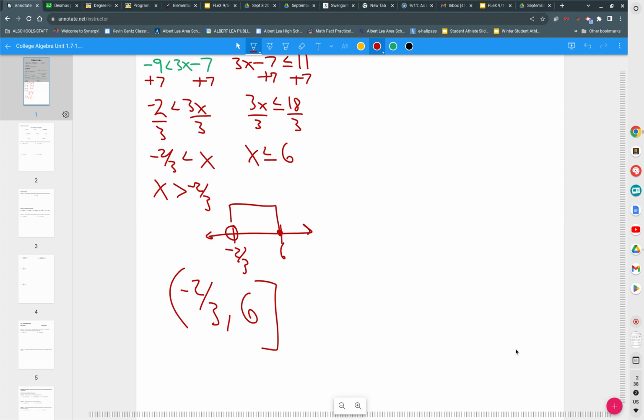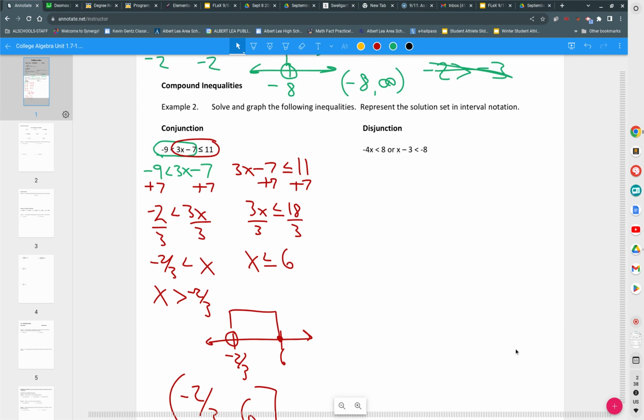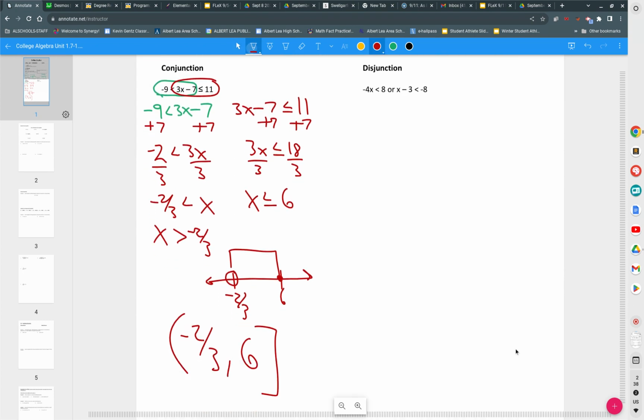Review, right? Seen that before? What's different about the next one? Yeah, they're separated with an or symbol. That's going to mean that it's a disjunction, that they go apart from each other. If you divide both sides by -4, we get x greater than -2. And if we add 3 to both sides, we get x less than -5.